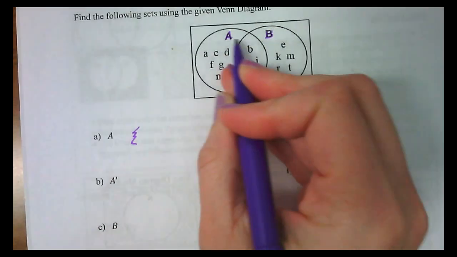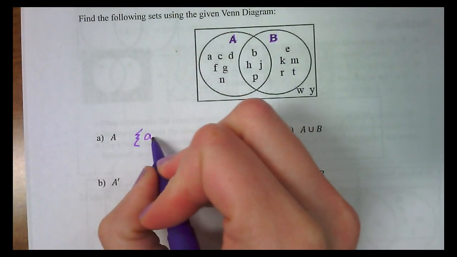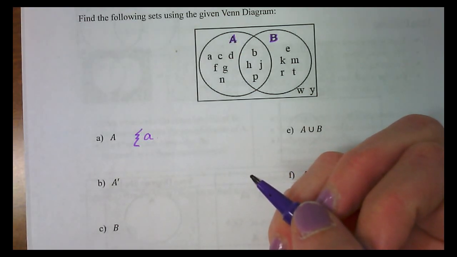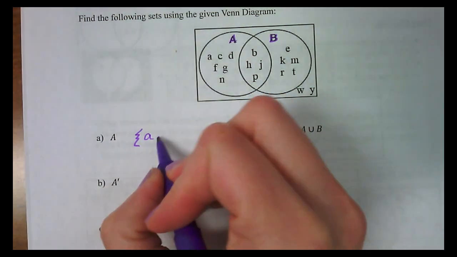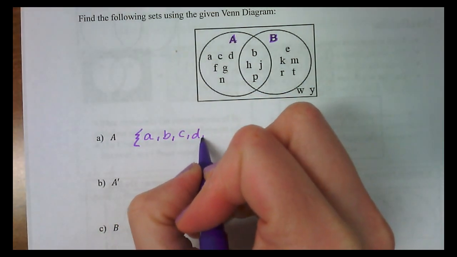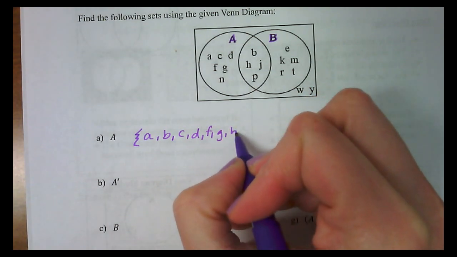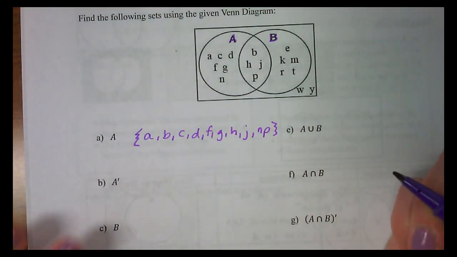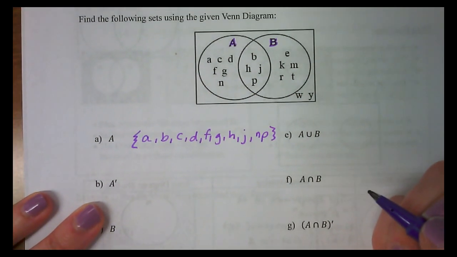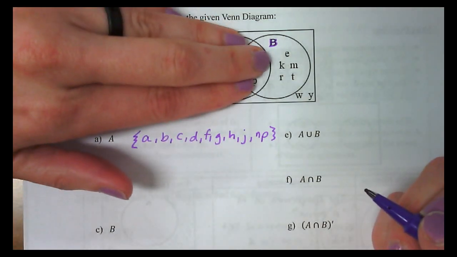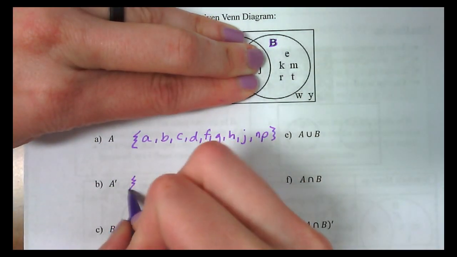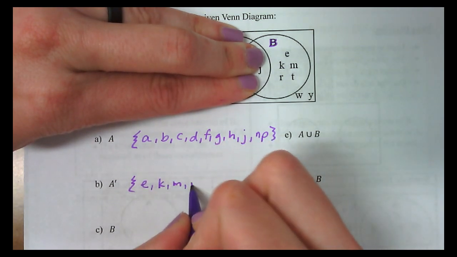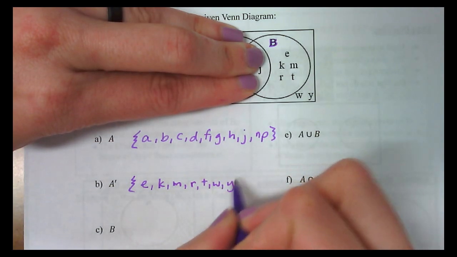So the first one is what is in A. So literally everything that's in the A circle. So usually if it's alphabetical, you put things in alphabetical order or numerical order. So if I were to list these, I'd have A, B, C, D, F, G, H, J, and P. Okay, then the complement of A is everything that is outside of A. So not in the A circle. So if I look at not in the A circle, I have E, K, M, R, T, W, Y.